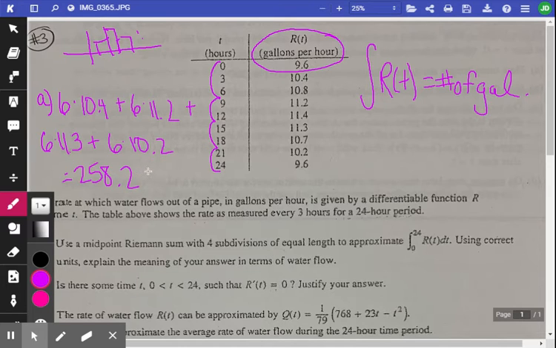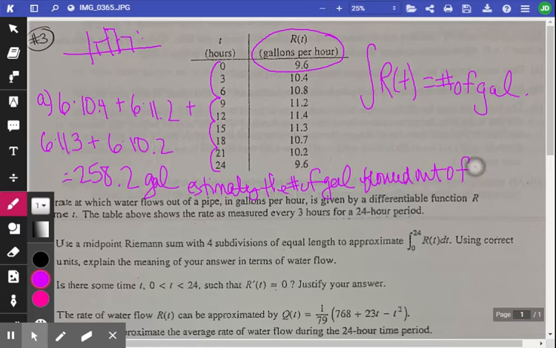Using correct units, explain the meaning of your answer in terms of water flow. So what is this? This is an approximation for the number of gallons. This number estimates the number of gallons that flowed out of the pipe from time equals 0 to 24 hours. Okay, that's what they're looking for.